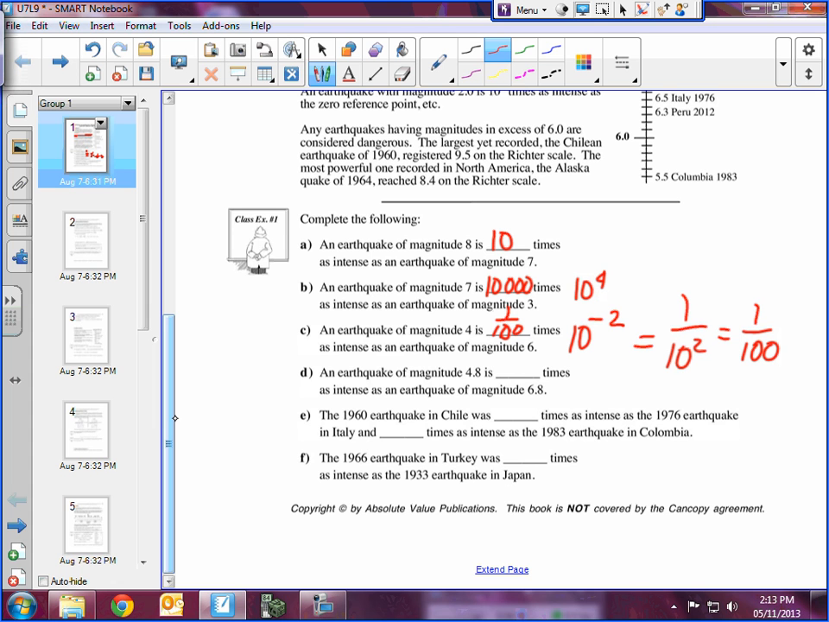What about 4.8 to 6.8? What is the difference there? Yeah, it'd be negative 2. So what will my intensity be? Yeah, same thing.